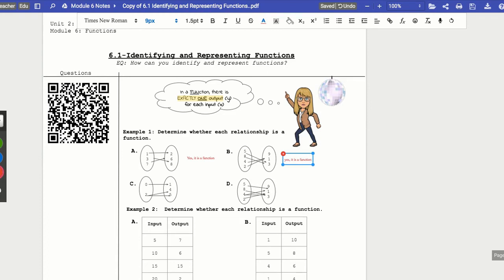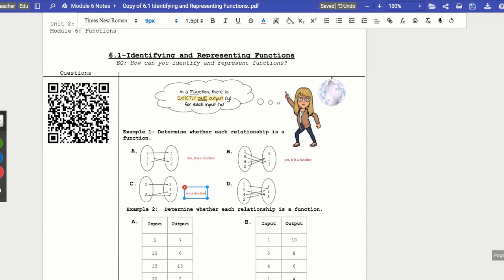So let's check C. We want to see if it is a function. Again, we're checking to see if every input has exactly one output. So 0 goes to 1. That's okay. 0 only goes to 1, doesn't go to any other numbers, so we're good. But notice that 2 goes to 4 and to 5. Because 2 goes to 4 and to 5, this is not a function. 2 should only go to one number, but this 2 is double dipping. It's going to 2 different numbers, so not a function.